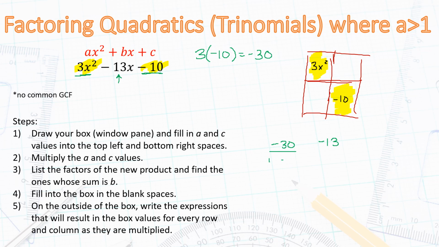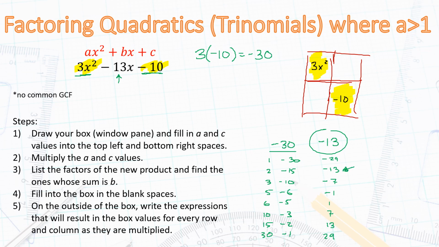So we've got 1 and minus 30, 2 and minus 15, 3 and minus 10, 4 is not, 5 and minus 6, 6 and minus 5, 10 and minus 3, 15 and minus 2, and 30 and negative 1. If I add them together, I get negative 29, negative 13, negative 7, negative 1, 1, 7, 13, and 29. I'm looking for a minus 13, which is right here. That means the two factors I need are 2 and negative 15.